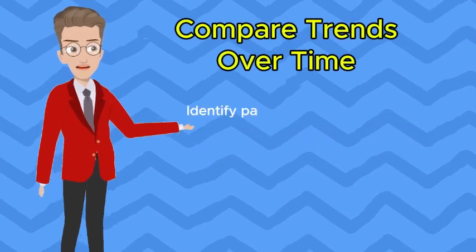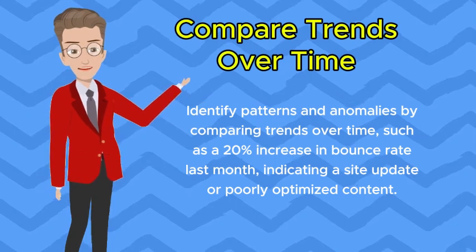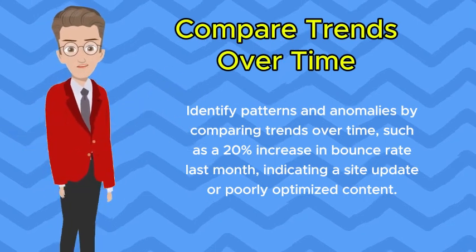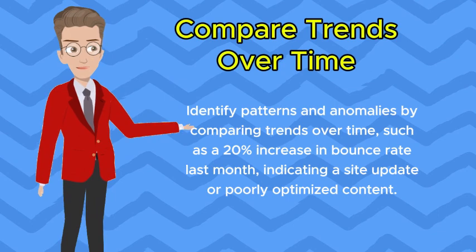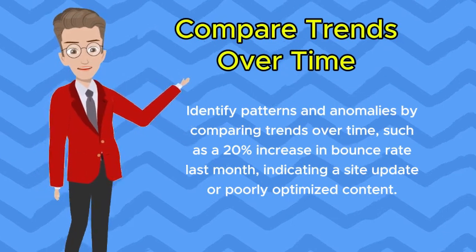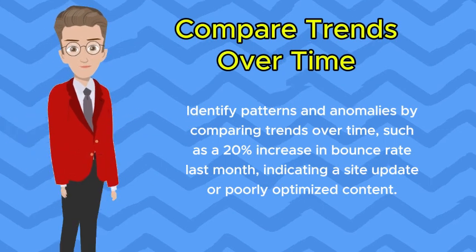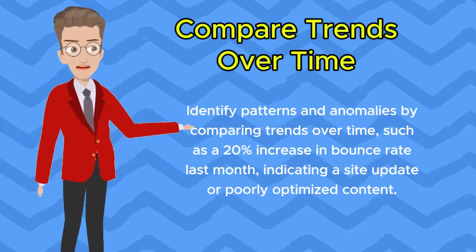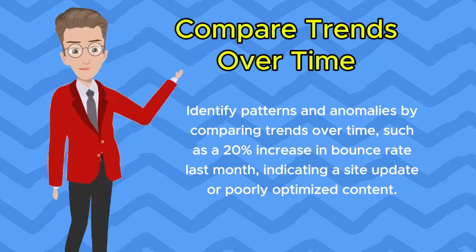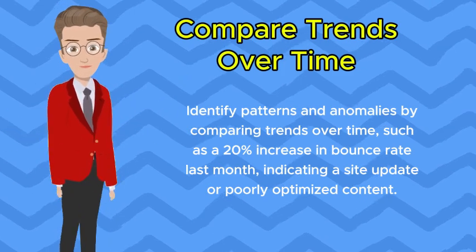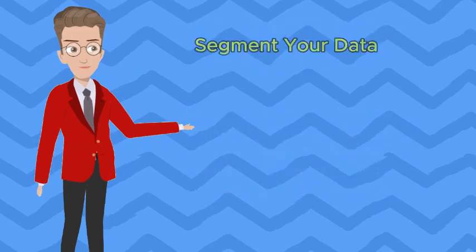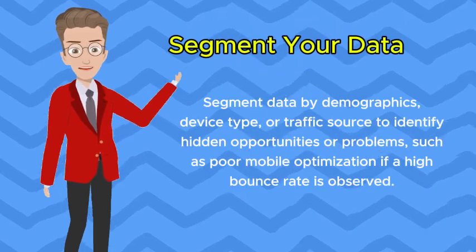Compare trends over time. Look at changes week over week, month over month, or year over year. This helps you identify patterns and spot anomalies. Example: if your bounce rate increased by 20% last month, investigate whether it coincided with a site update or poorly optimized content.